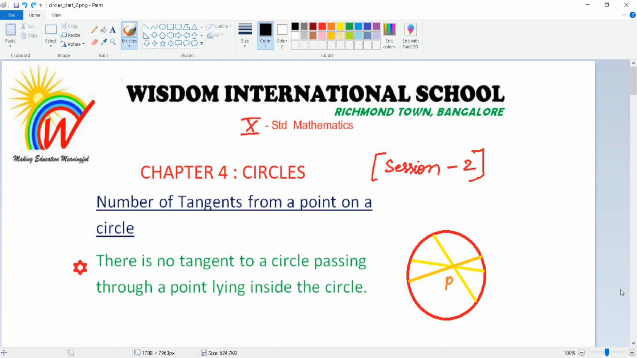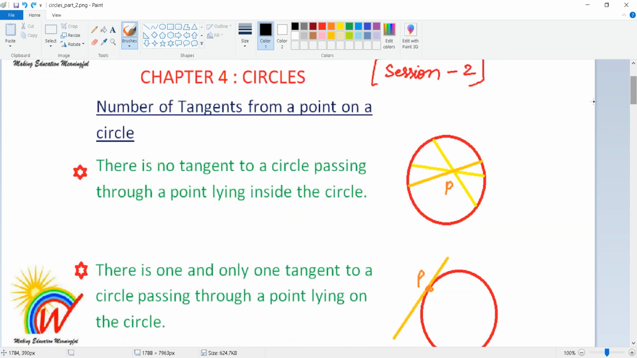I hope you people have completed exercise 4.1. So now we will continue with the chapter. Okay, so number of tangents drawn from a point on a circle. We are going to learn how many tangents could be drawn from a point. If the point was somewhere over here inside the circle, you can see that we can't draw any tangent at all, isn't it?